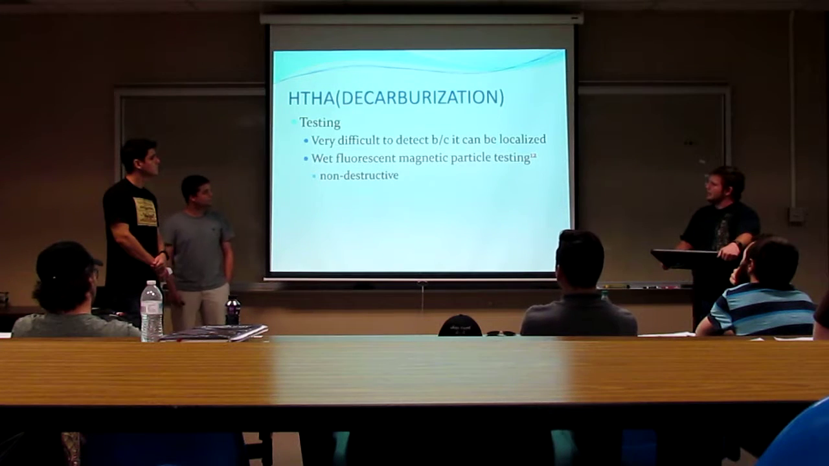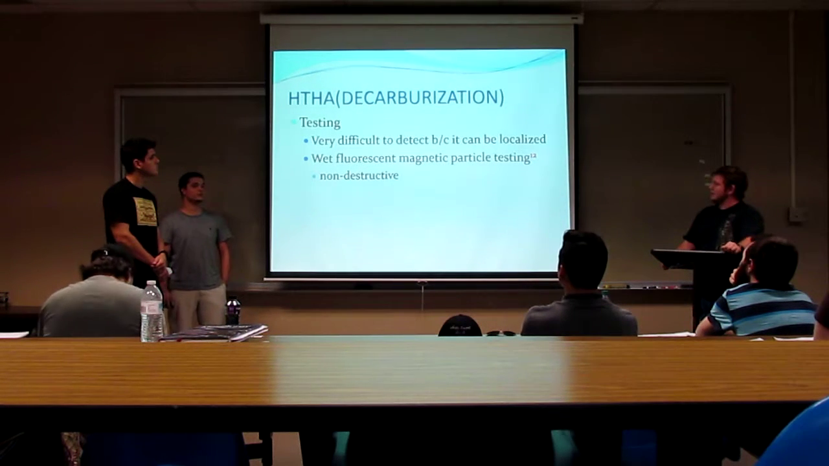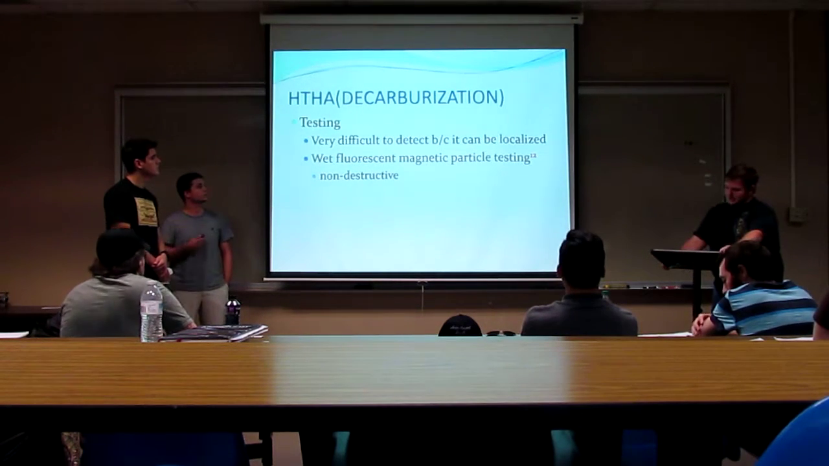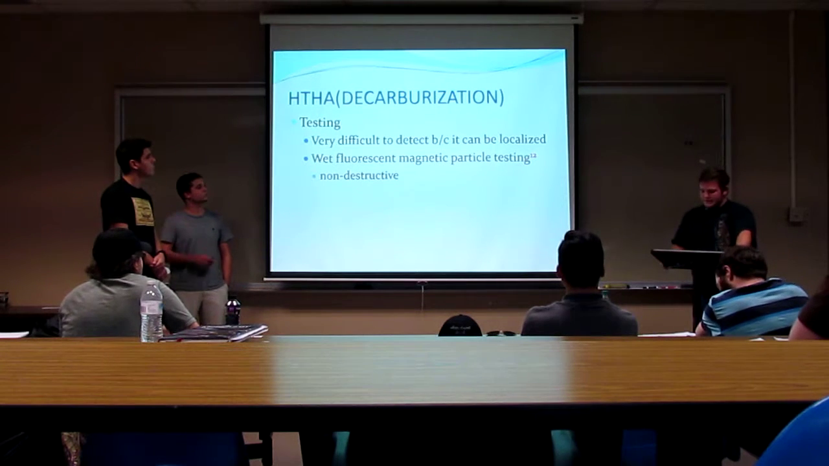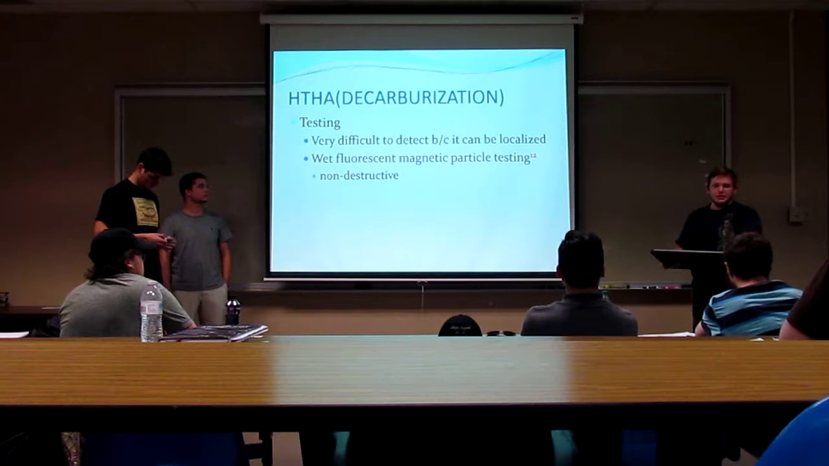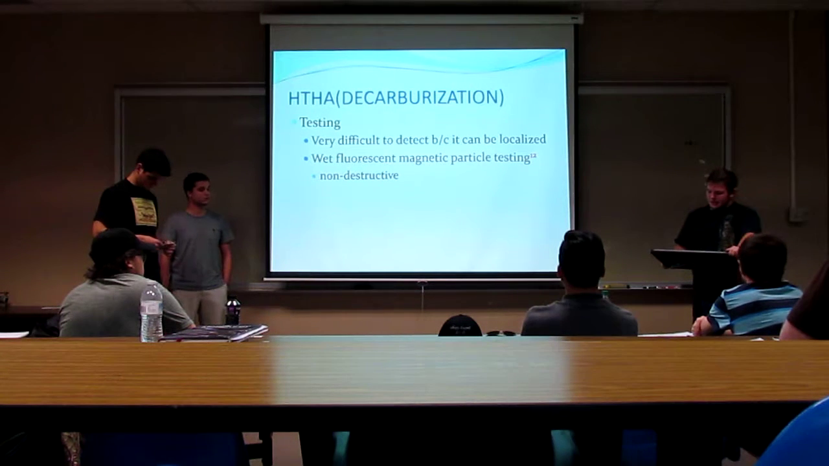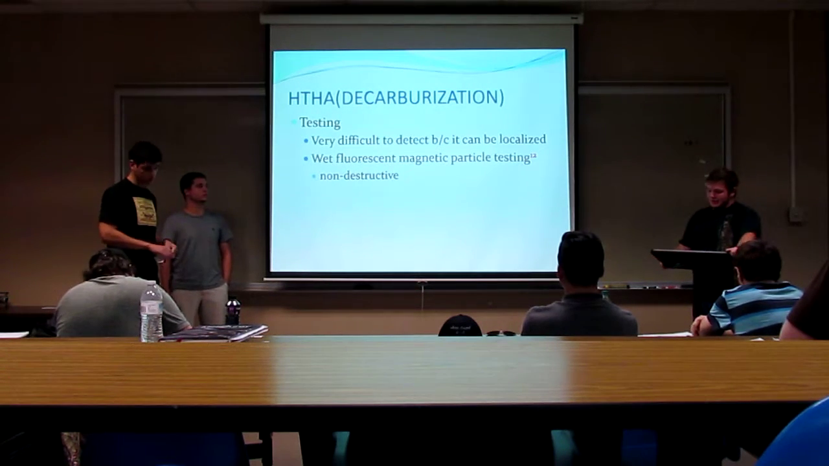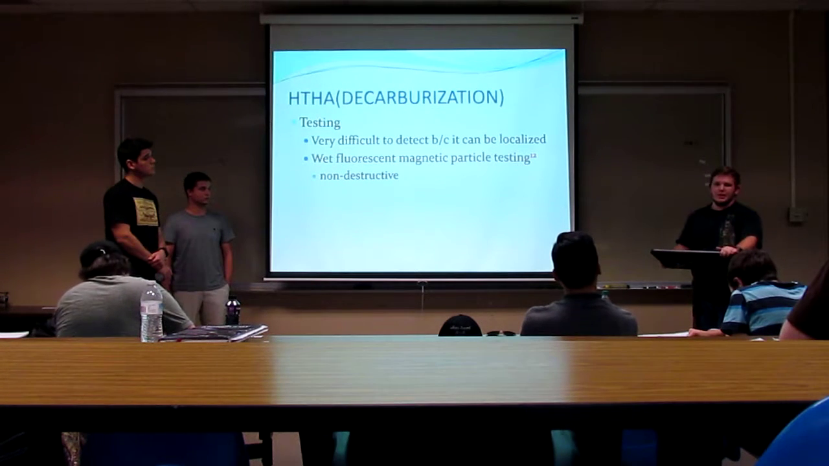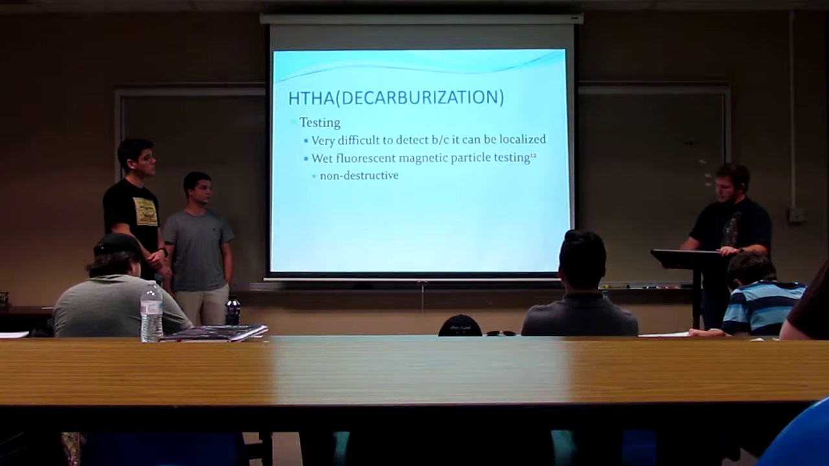Some of the different testing methods: it is difficult to test because it can be localized. The wet fluorescent magnetic particle test is non-destructive testing. What they do is spread fine wet magnetic particles over the surface that's being tested. They do that while it's being magnetized, and the buildup of the particles will form at the discontinuities in the pipe, so the cracks in the pipe are where it builds up.